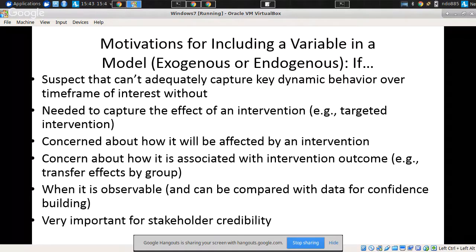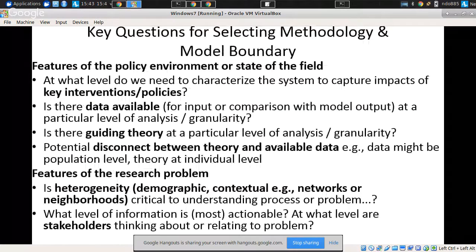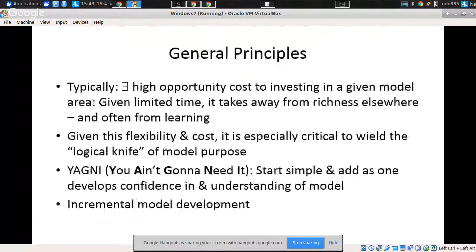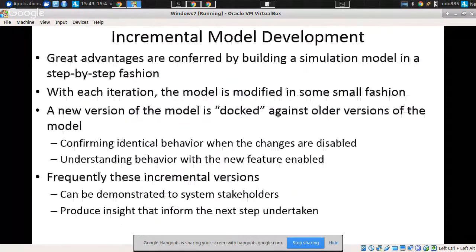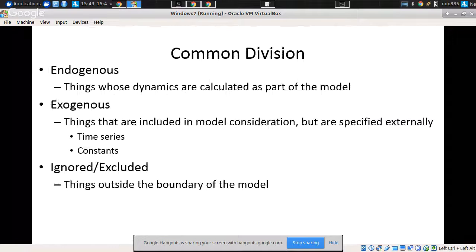Now, you may be wondering about this emphasis on exogenous, endogenous, ignored. I want to give an analogy here. I don't think I gave it last time. Ladies and gentlemen, models are like maps. Ladies and gentlemen, models are like maps. Did I talk about that in our last lecture? No.